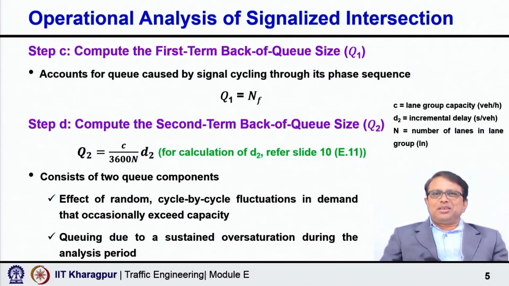How to calculate Q2, I have again explained to you. For your reference, this has been mentioned in slide 10 of the previous lecture E.11. So, you know how to calculate this Q2. This is again known, basically D2 is the incremental delay. So, the first term and the second term both are known to you now, and I have mentioned both to you earlier and we have discussed them as well.